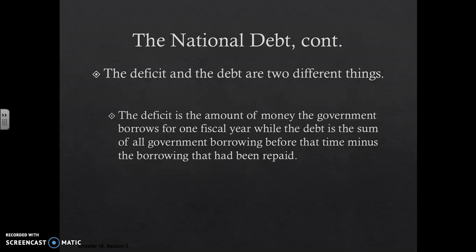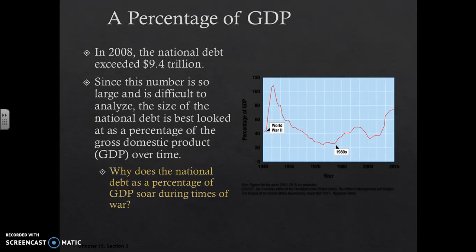A deficit is the amount of money the government borrows in one fiscal year, while the debt is the sum of all of the government borrowing before that time, minus the borrowing that has been repaid. So remember, deficit is just borrowed for that year, and debt is calculating all those years together that haven't been paid back yet. So, a percentage of GDP. In 2008, the national debt exceeded $9.4 trillion. It continues to grow. And since this number is so large and difficult to analyze, the size of the national debt is best looked at as a percentage of gross domestic product over time.